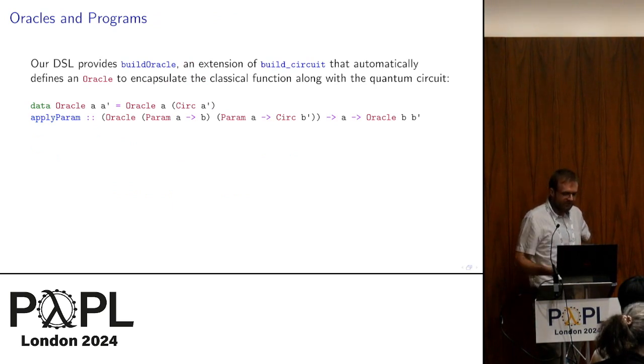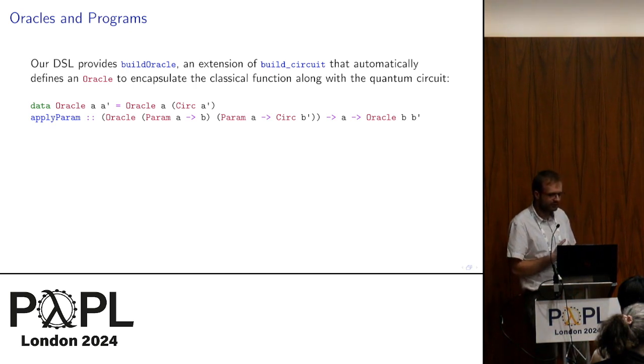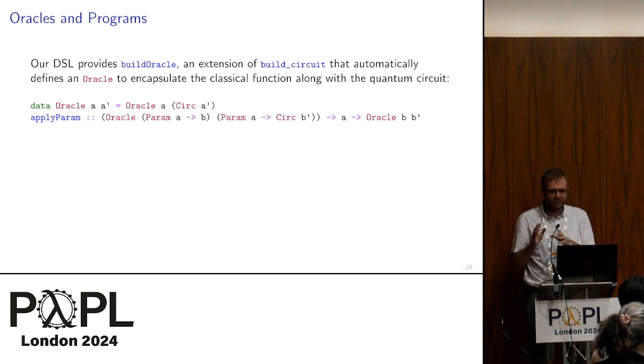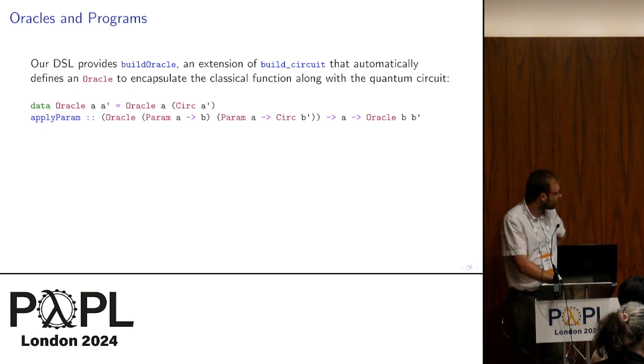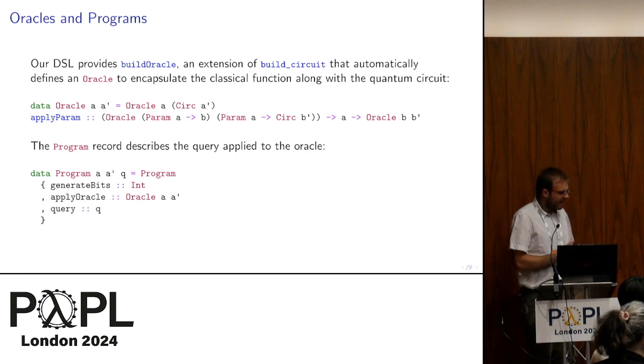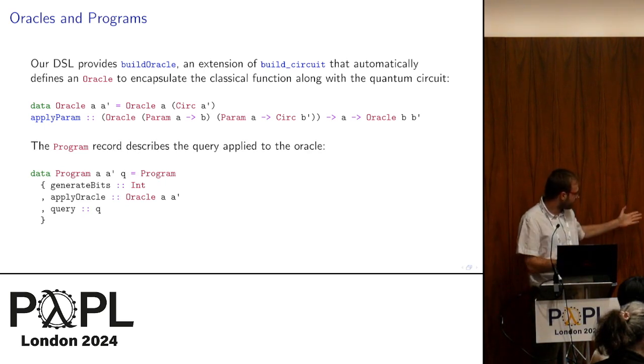And then on top of this, our DSL provides this build_oracle, which does the same thing as build_circuit, but it also creates this instance of the oracle type, which just encapsulates the classical function together with the quantum circuit, which is important so that we can either simulate it classically or run it as a circuit. And it has the supply_param function, which is just function application, and also access the introduction form for the Param monad. And then, as we've seen before, the final program just specifies these three things.